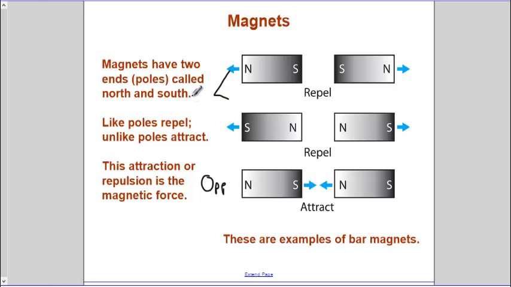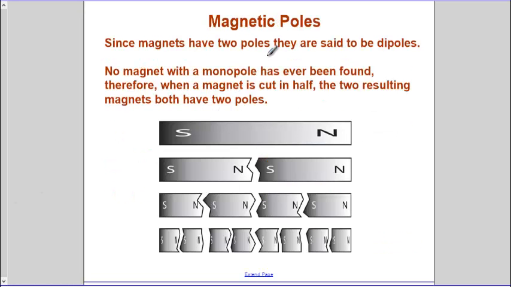And these two are like poles. So if we circle our poles that are interacting, south and south, they're like, they repel. North and north are like, they repel. South and north are opposite, and they attract. So these are examples of bar magnets. And bar magnets, just like all magnets, have two poles, a north and a south. A magnetic pole, again, north and south.